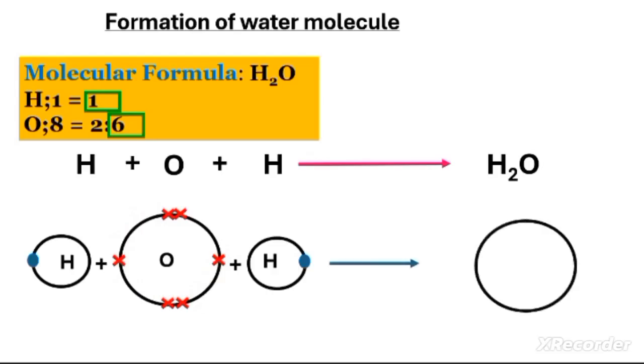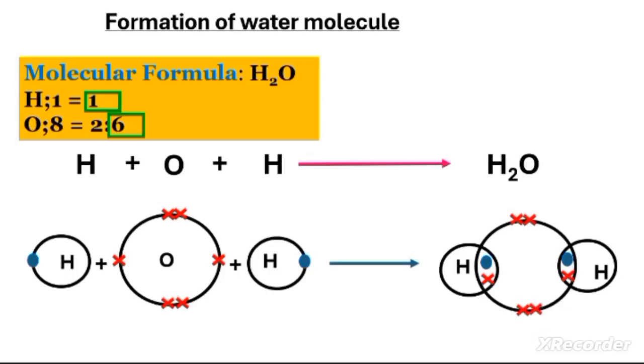So we are going to start by drawing the oxygen. Oxygen is surrounded by hydrogen here, hydrogen here. This hydrogen will share one electron. This one also will share one electron. And this one will share one electron here. Share one electron.